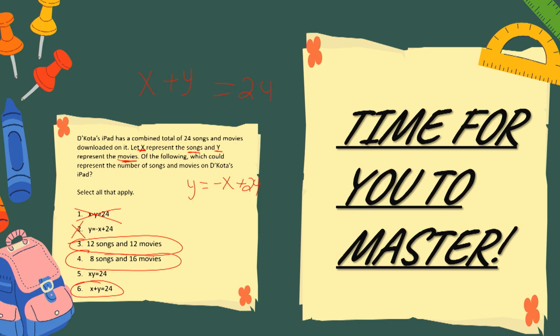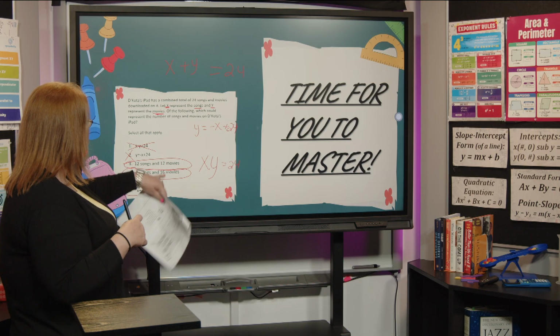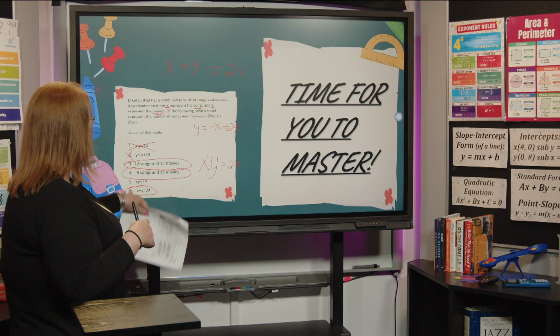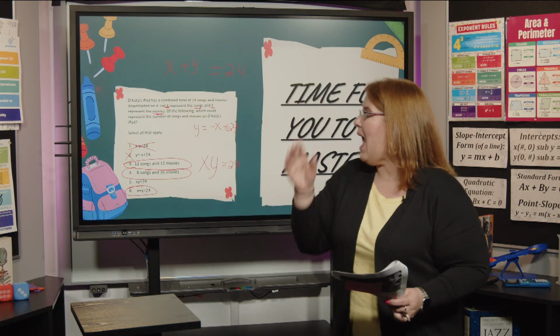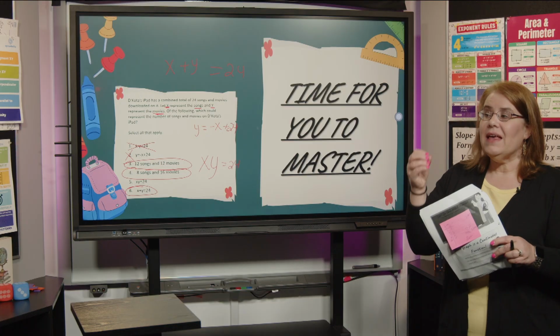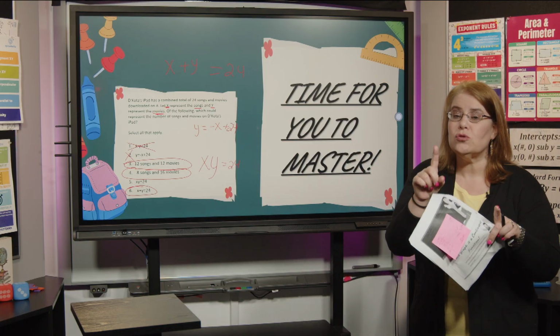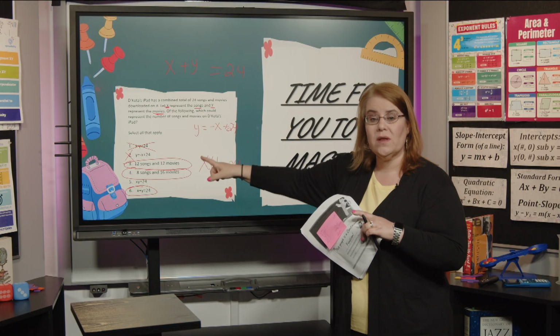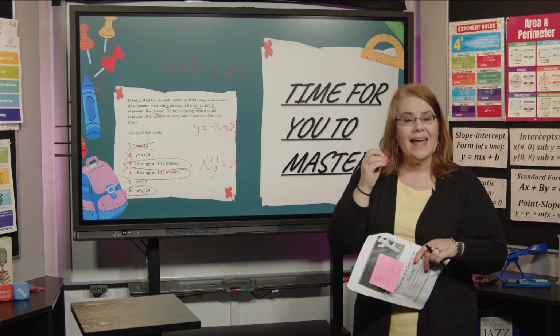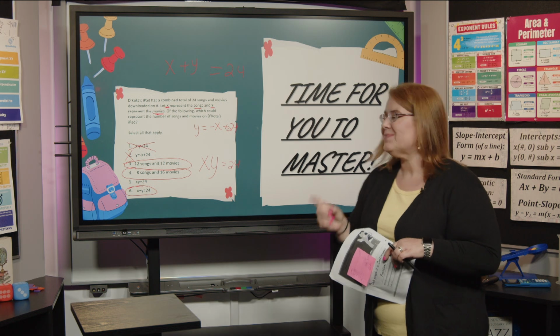Can I take my movies and multiply them times my songs and equal 24? No, I can't do that. So my possible answers are 12 songs and 12 movies, 8 songs and 16 movies, and my songs plus my movies will equal 24. So that's how we go through these, seeing, yes, this is a true statement, but is it a true statement about the scenario? Y equals negative x plus 24, that's true. But can I have a negative song? I can't do it. All right?